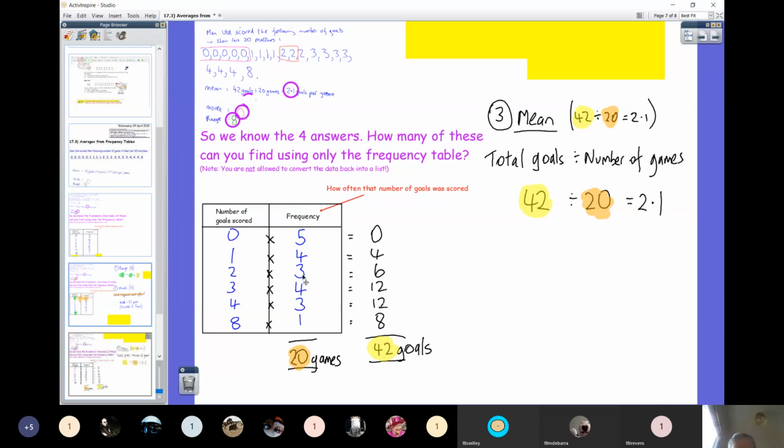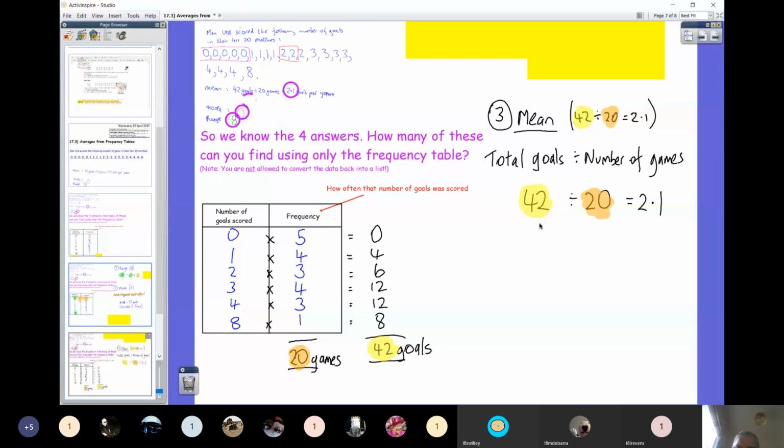So we cross multiply. 4 times United scored 3 goals, that's 12 goals. 3 times they scored 4 goals, that's 12 goals. 1 time they scored 8 goals, that's 8 goals. So all these numbers over here are little batches of goals that they've scored. How many goals have they scored in total? You add up this column here, giving us our 42 goals. Remember, to work out the mean, total number of goals divided by the number of games. So how did we work out the 42 goals? We did 5 times 0 is 0, 4 times 1 is 4, and so on. We added all of that up to get our 42 goals.